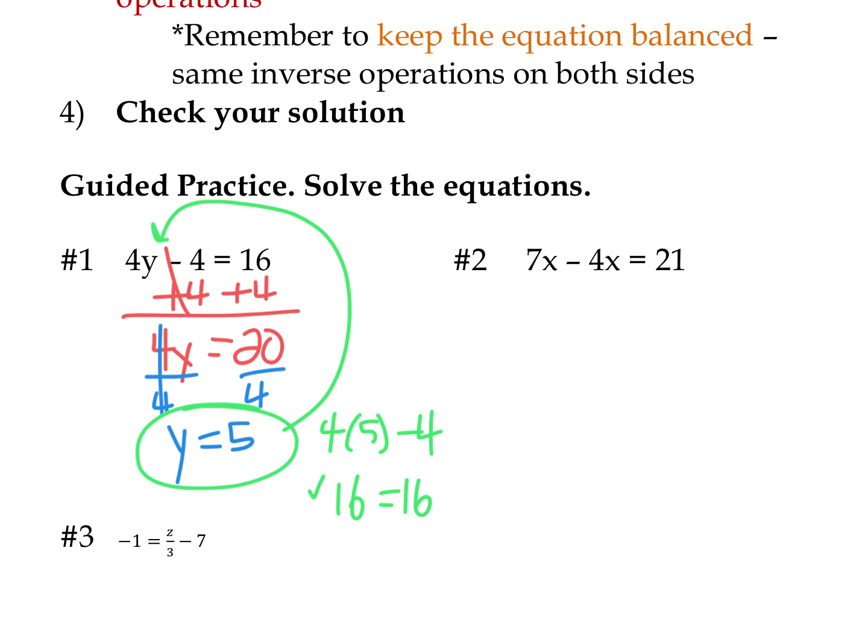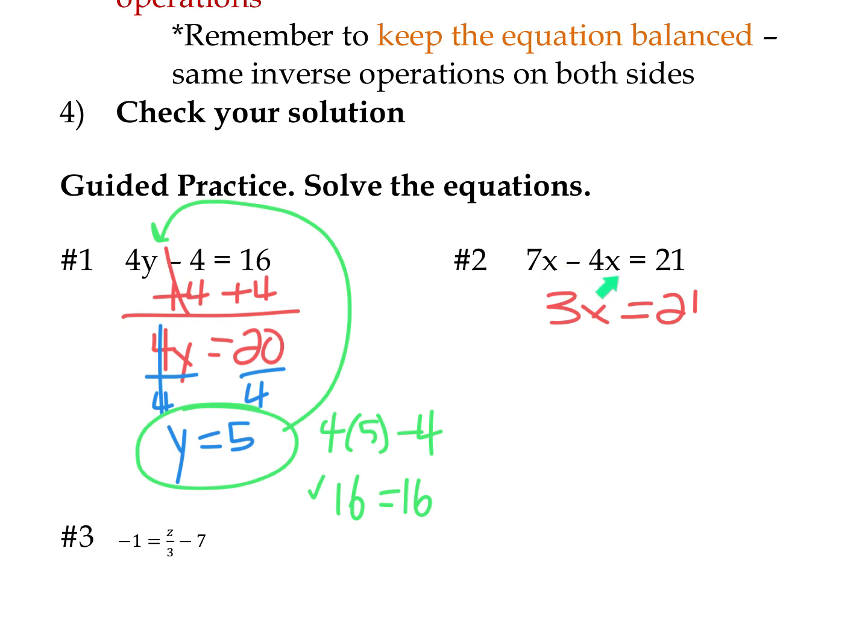7x minus 4x equals 21. So the first thing I'm going to do is simplify this side of the equal sign. 7x minus 4x. Those can be combined together to give me 3x equals 21. Okay. What you don't want to do, you don't want to say, oh, I'm going to add 4x and then add 4x. Okay. If you add 4x here to cancel this out, you need to add 4x on the other side of the equal sign.